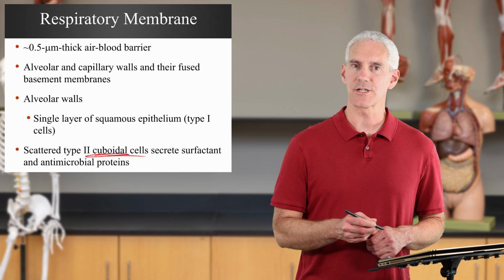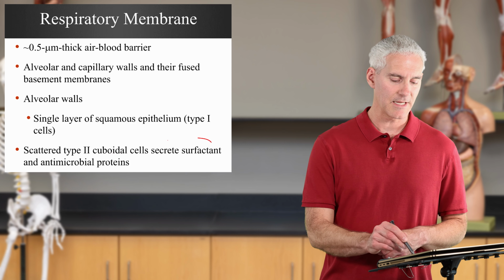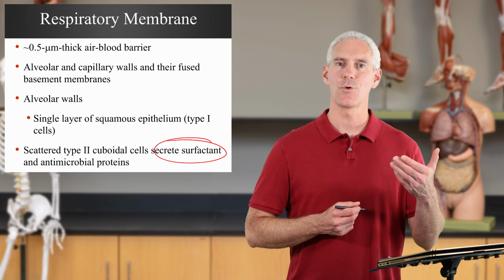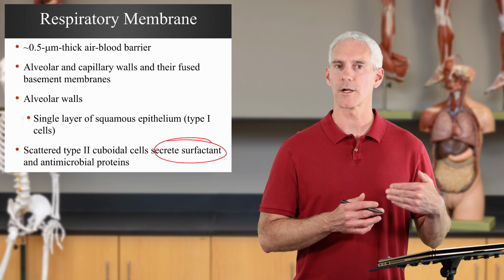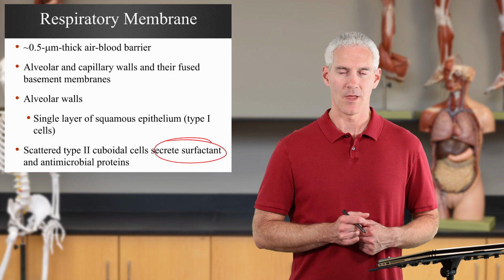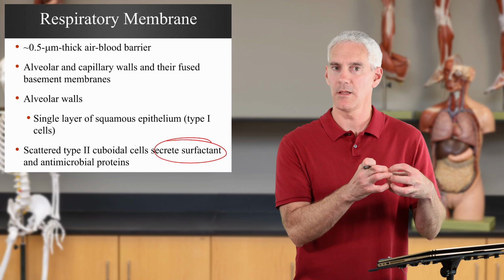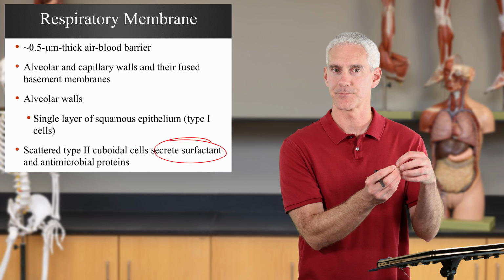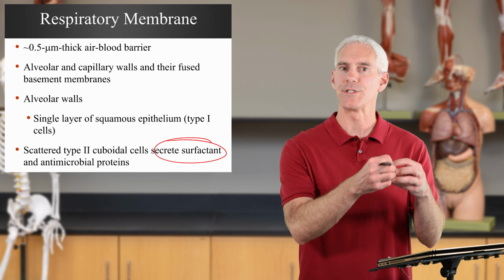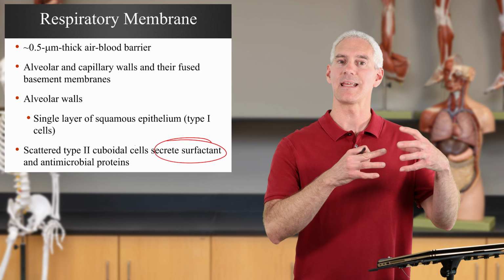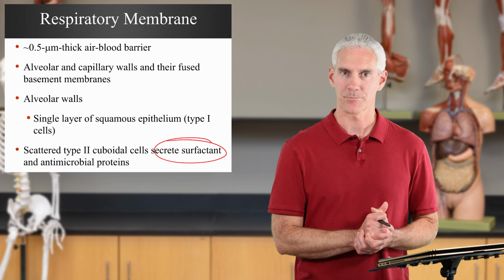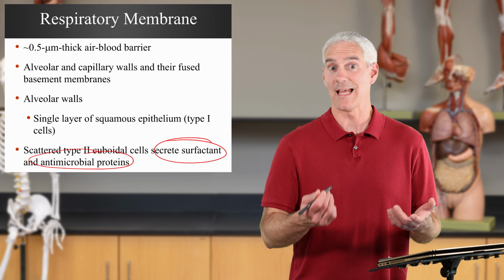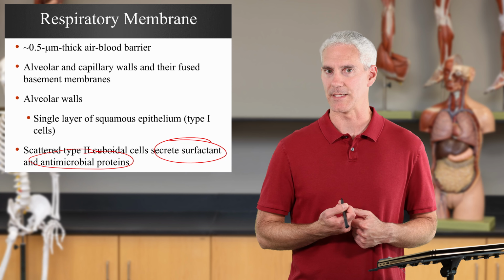The reason these are important is they're secreting surfactant. Surfactant is going to help reduce water surface tension. Because these alveoli are so small, one single droplet of water could collapse the whole thing. But the surfactant reduces the tension and allows the alveoli to stay open. You also have antimicrobial proteins found here as well. Again, trying to keep everything healthy.